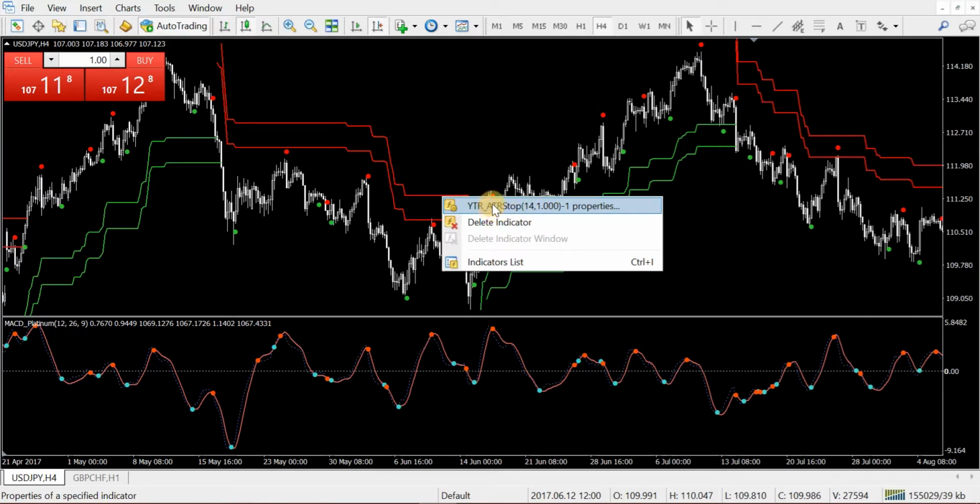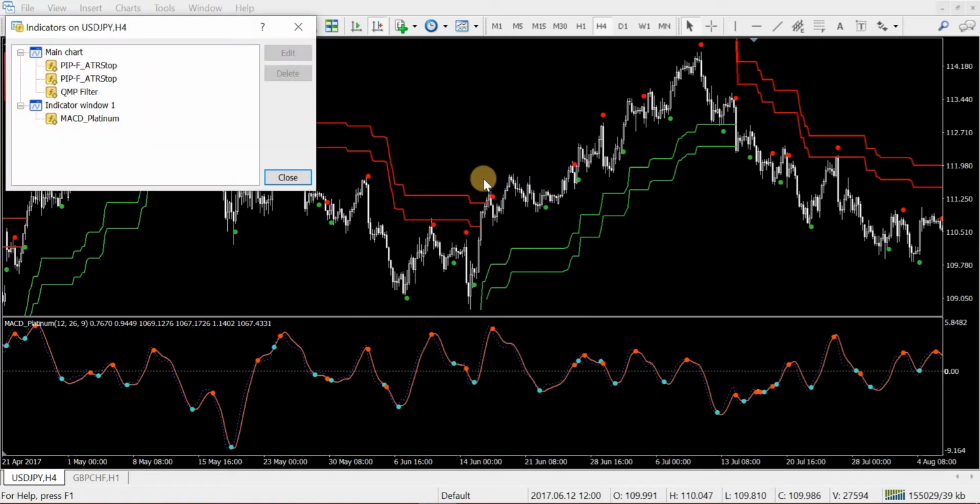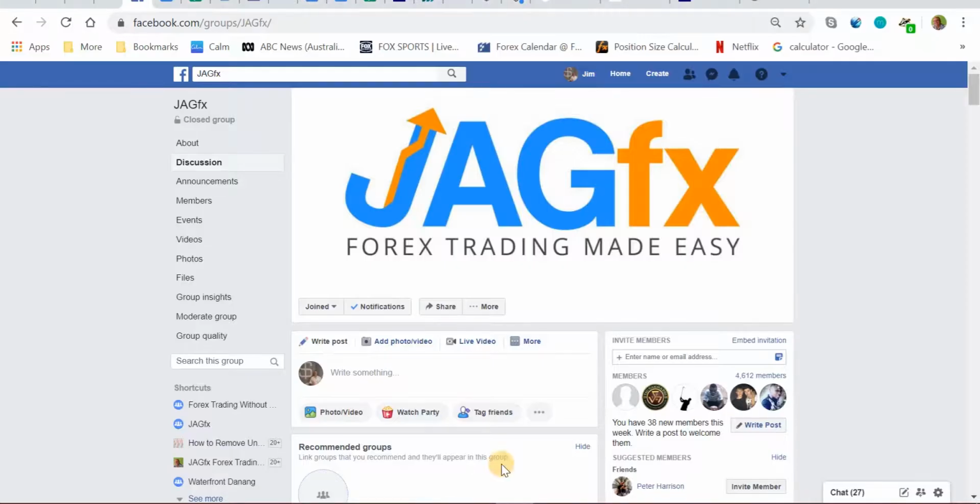There's 2 of them. If I go into indicators here, I'll show you this. You'll see there's actually 2 of them on the chart. If you look to the left up the top in this box here, there's 2 indicators, hence we've got 4 lines. I'll go through the settings in a minute just to show you where you can find these.